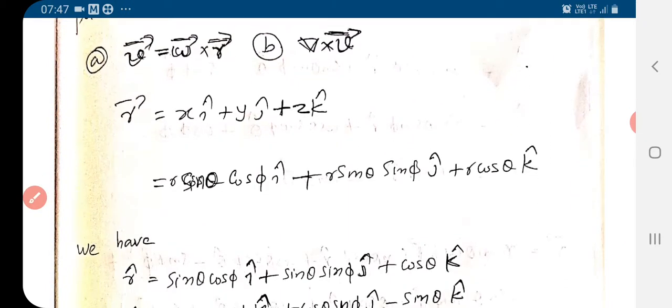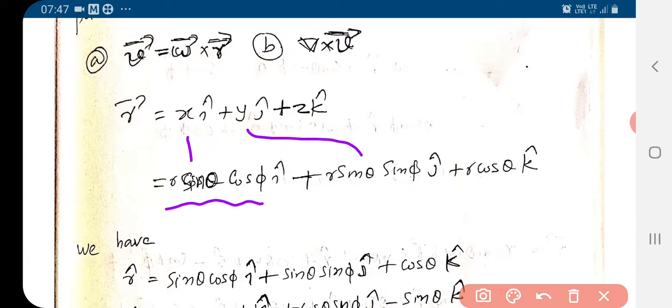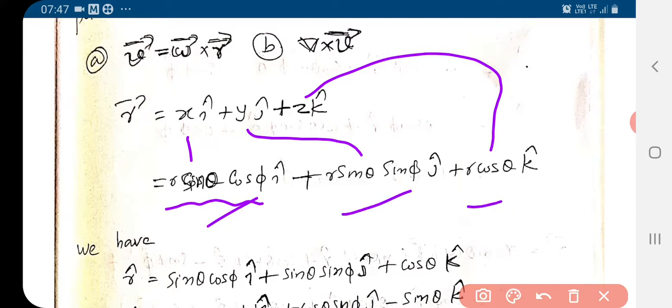r we know, that is xi plus yj plus zk. For x, we substitute r sin theta cos phi. For y, we substitute r sin theta sin phi. z is r cos theta. We know the transformation from the spherical polar coordinate system to the Cartesian coordinate system. These are the values of x, y, and z.